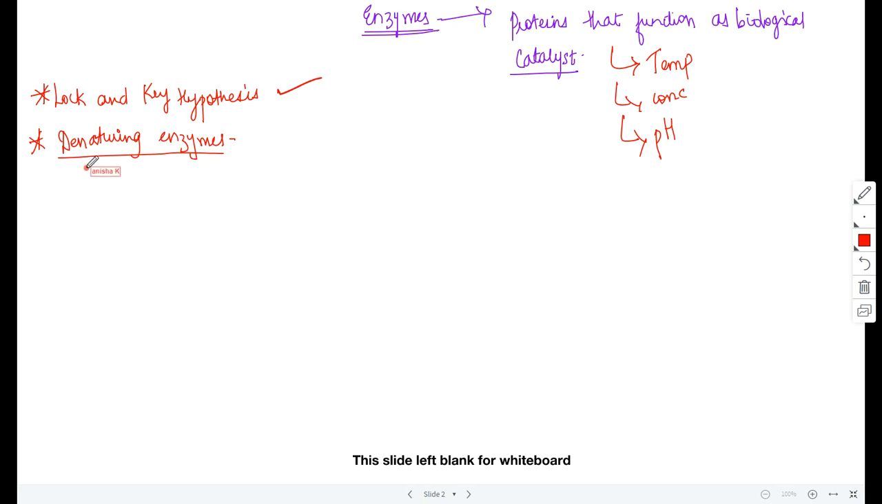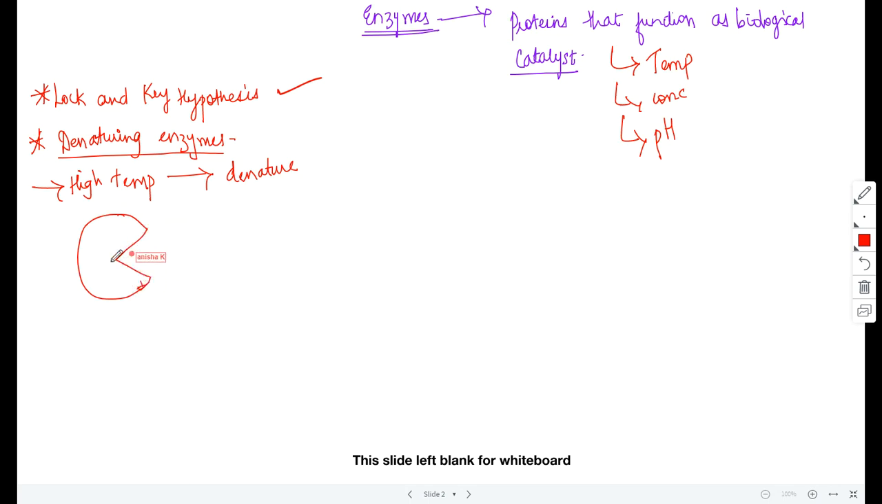Now, suppose there is an enzyme which we have exposed to a very extreme high level of pH, okay? Just imagine we have put it to a very high temperature. What might happen? They are going to denature. Okay. Now, when we're talking about the denaturing of enzymes, what is happening is my active site is being disturbed.